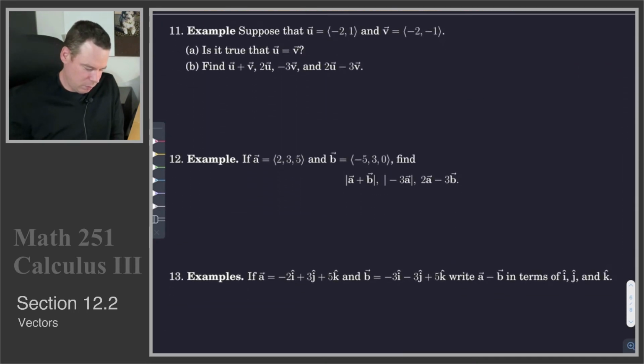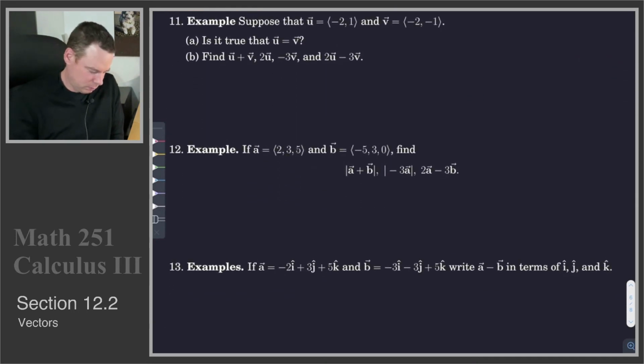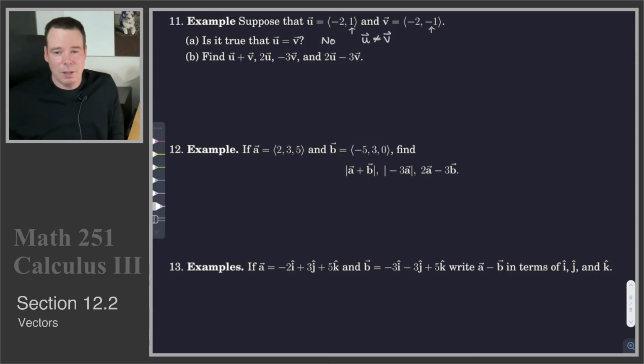So let's have a look at a few more examples. Suppose that u is the vector <-2, 1> and v is the vector <-2, -1>. Is it true that u is equal to v? Are these the same vector? The answer is no, because their y components, or their second components, are different. u is not equal to v, because in order to be equal, all the components have to be equal.